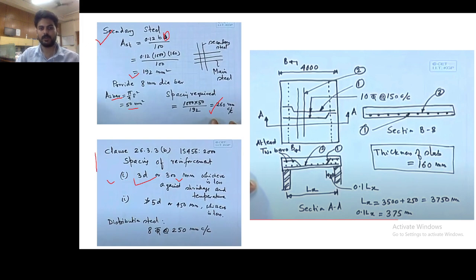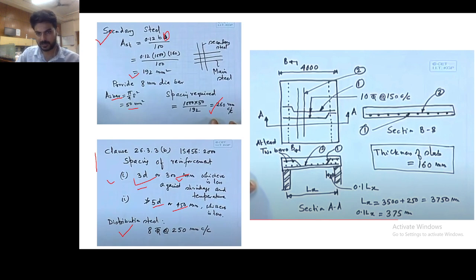So for the secondary reinforcement, it should not be greater than 3D or 300 mm, whichever is less, and also 5D and 450, whichever is less. Our spacing is 260, which is less than 300 mm, so it's good. So we can provide a 250 mm center to center spacing for the distribution steel.